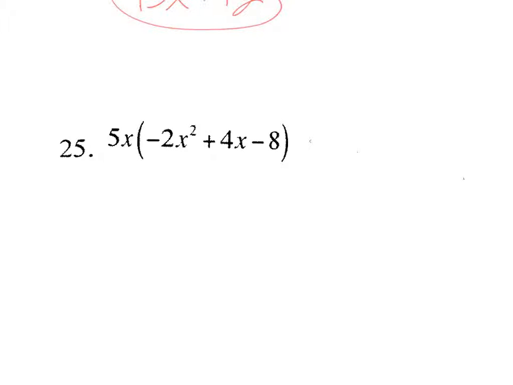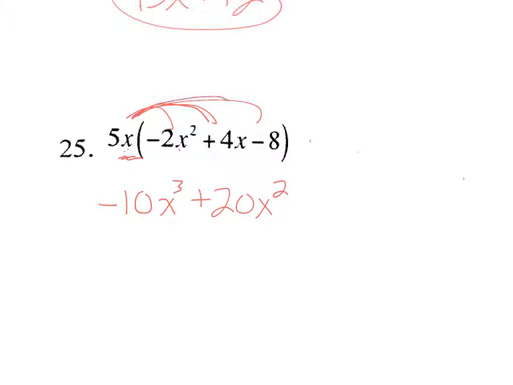Ooh, I like this one. Something outside of a parenthesis. Yep, distributive property. 5x times negative 2x squared. Okay. 5 times negative 2 is negative 10. x and x squared gives you x to the third. Second, little rainbow there. Positive 20. x times x is x squared. Third part of the distributive, negative 40x. Nothing you can combine there.